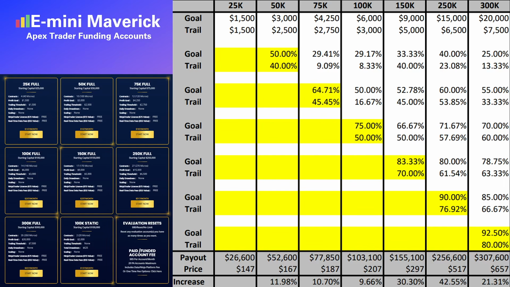So let's look at the 75K account. And you'll notice right under 50K, the goal goes up by 50%, the trailing threshold goes up by 40%. The 75K account's even worse. The goal goes up by 64%, but your trailing threshold only goes up by 45%. And it just keeps getting worse as you move down, which also creates a lot of other complications when you get into the cash out part of these accounts.